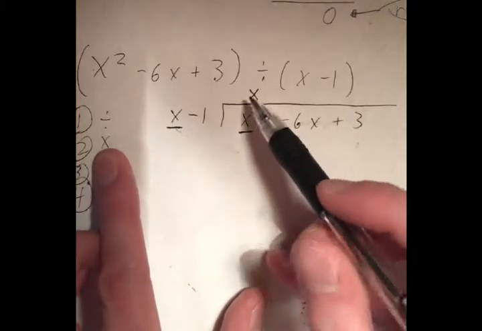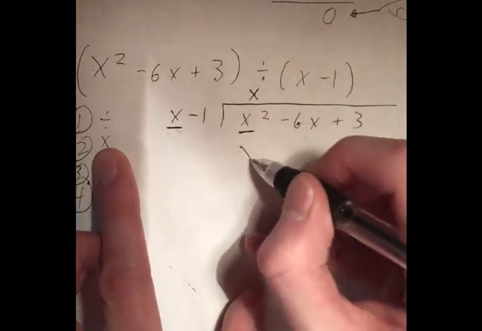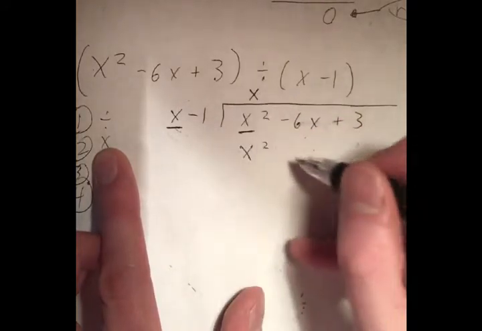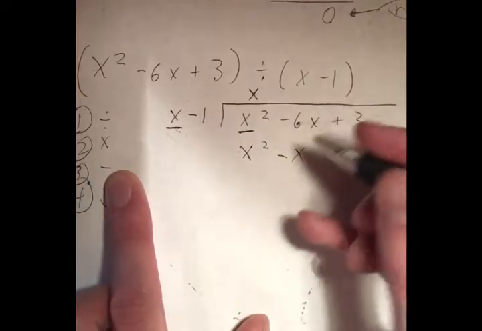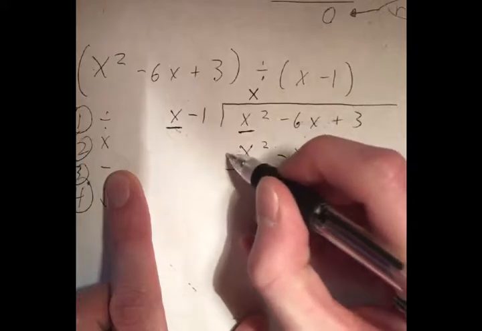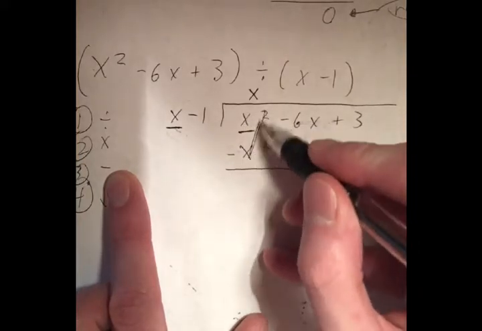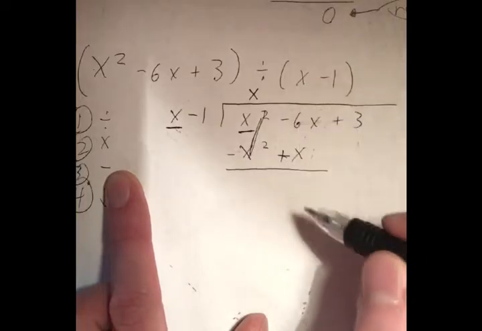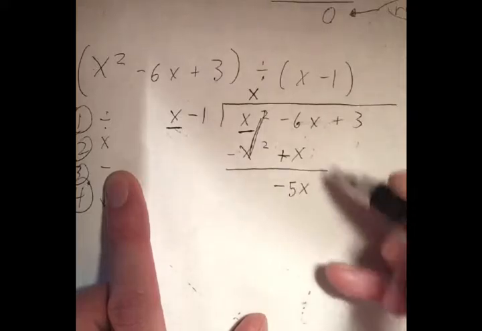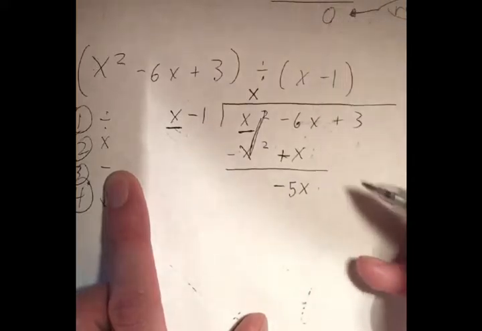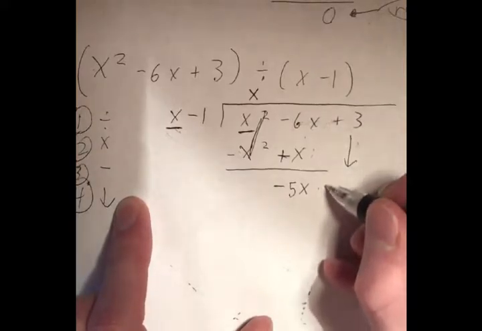Second step is multiply, so we need to multiply x times x minus 1. It becomes x squared minus x. Third step is we subtract, or remember how I said we could just change the signs of everything? So that becomes a negative there, positive there. Now these 2 cancel out, so everything's looking the same as before, because negative 6x plus x gives you negative 5x. Same thing we had up there. The only difference is when you drop down that 3, step 4, positive 3.